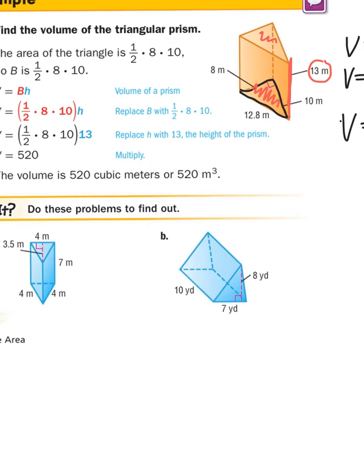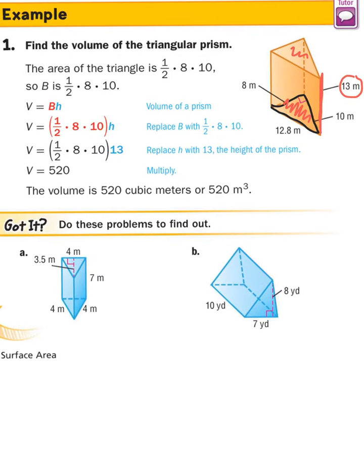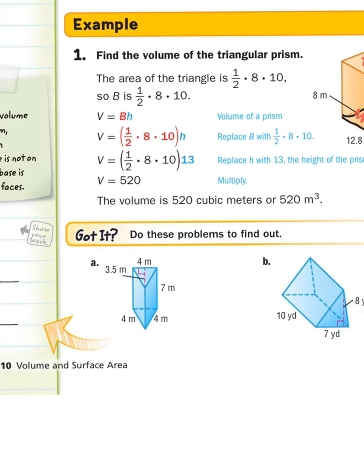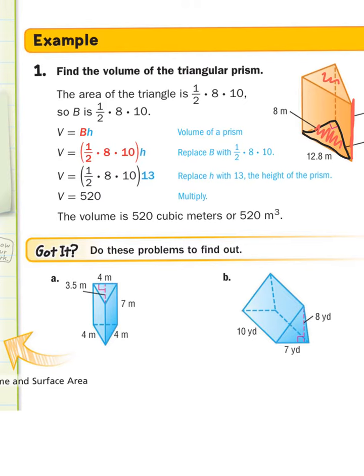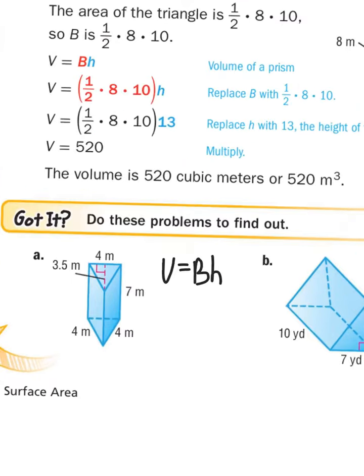Alright, so I'm going to help you with A and B. I'm going to give you a little more help for A and a little less for B, because I know this new formula is going to be interesting. So we're going to start with A. I'm going to get you set up. So remember, its volume is big B times H. Let me make that even bigger.